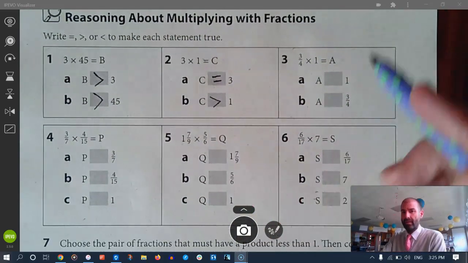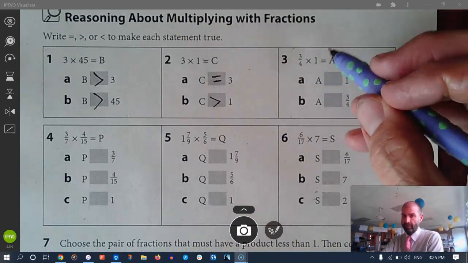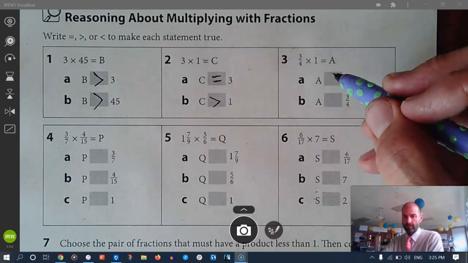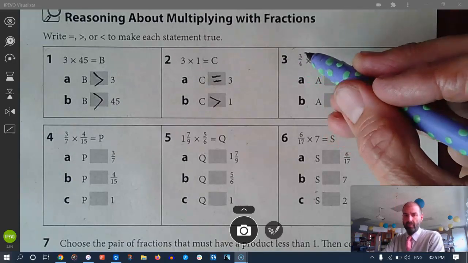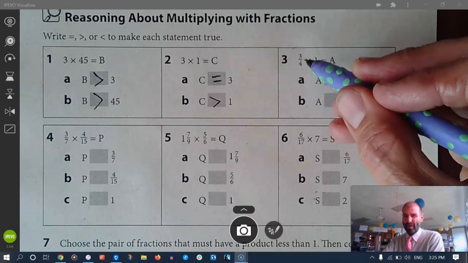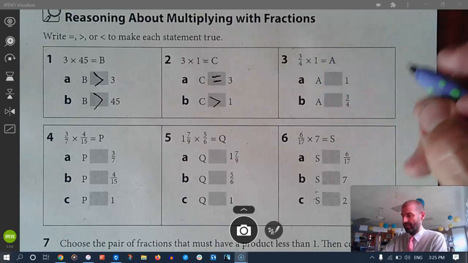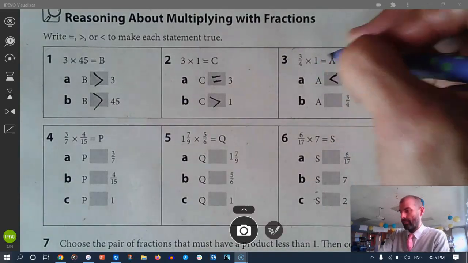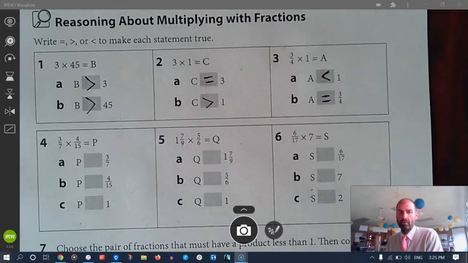All right, let's move on to 3. Now we have 3/4 times 1 equals A. A is going to be equal to 1? No, because that would be 1 times 1. Is it going to be greater than 1? No, because I have this fraction, remember? So when we have a fraction multiplied by a whole number, the answer is definitely going to be less than that whole number. So A is going to have to be less than 1. Okay, and now I'm back to that identity rule. It's 1, so it has to be equal to 3/4.